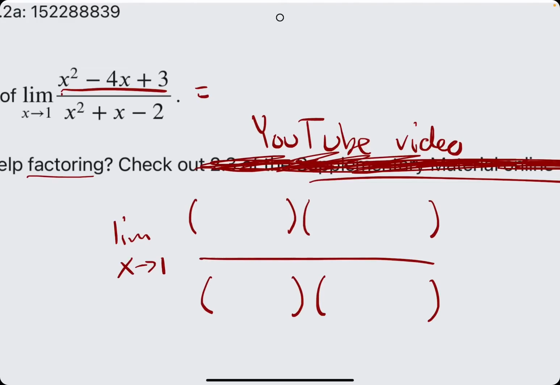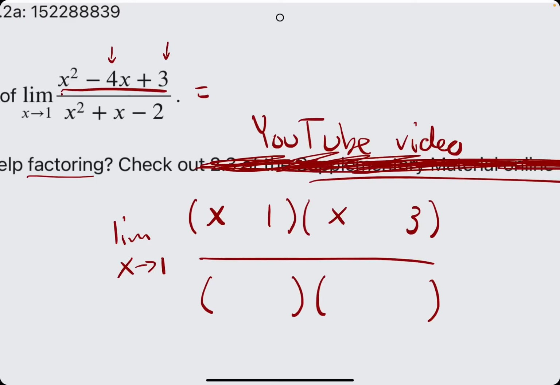We need two numbers, so we'll start with x terms first. We need two numbers that multiply to 3, and those two numbers must also add to -4. The way to approach this is to mentally go through all the factors of 3. Well, 3 is prime, so it only has 1 and 3 as its factors. So 1 and 3 are the values we will put here.